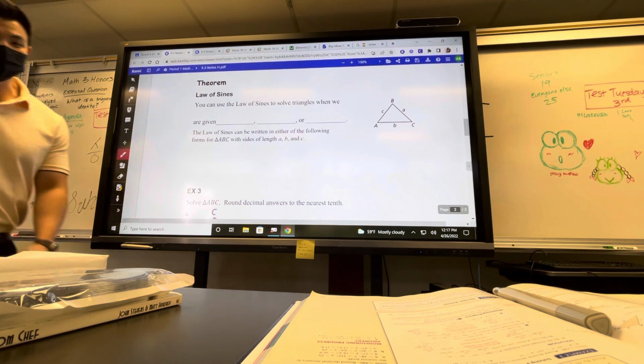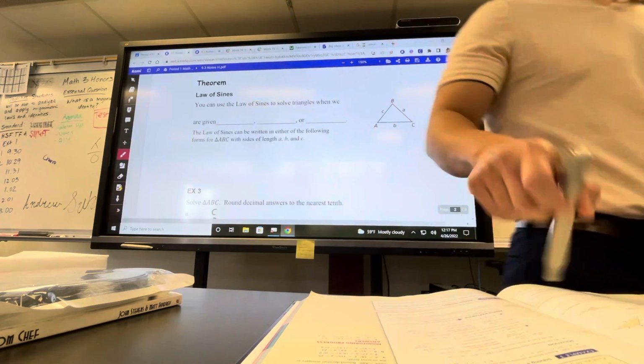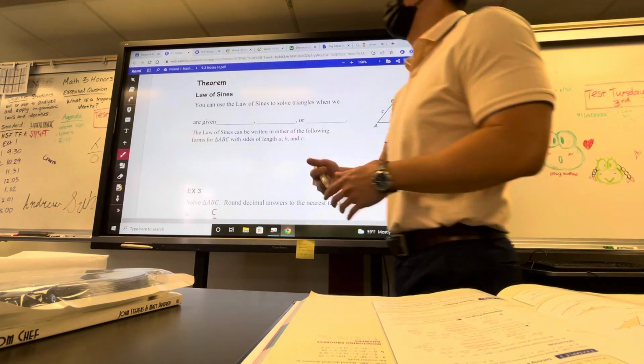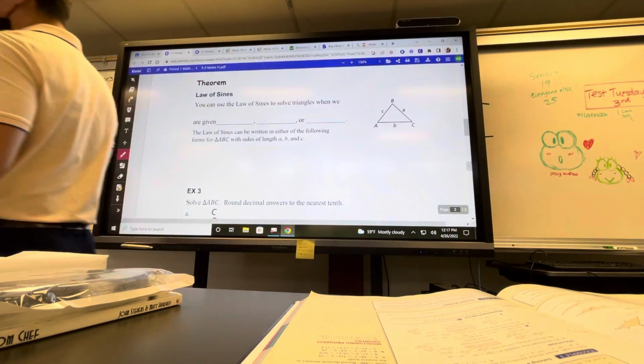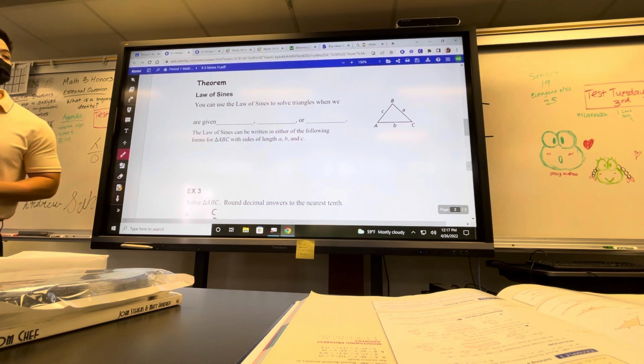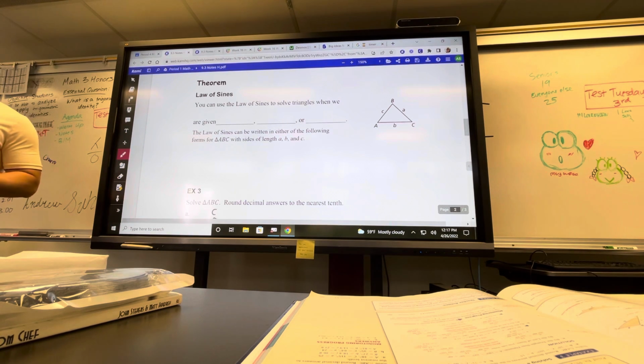We're looking at the law of sines today. So this, 9.3, the title of this section, is the law of sines. So we're actually going to look at the law of sines today. Basically, we can use the law of sines to solve a triangle.